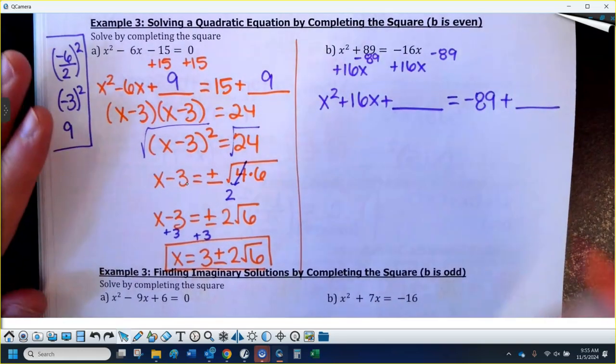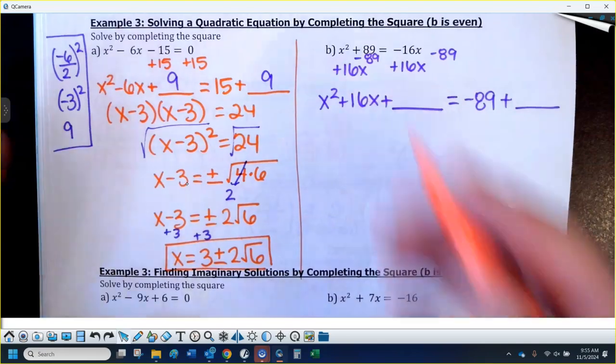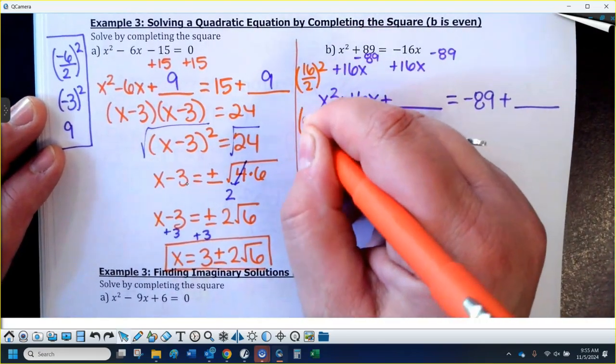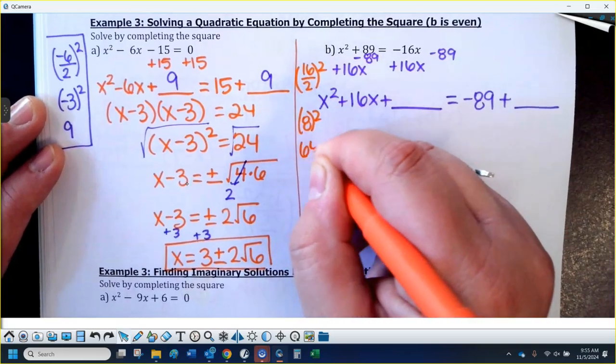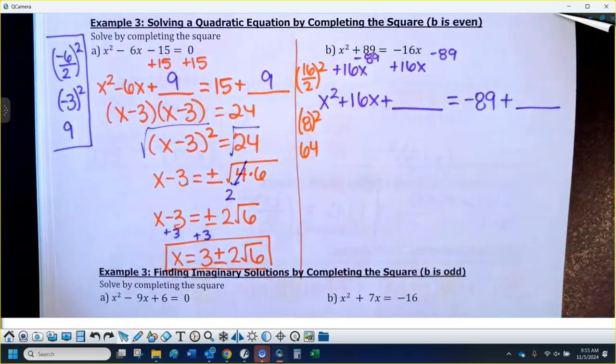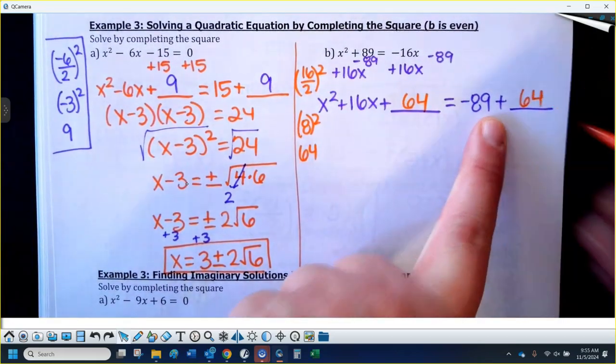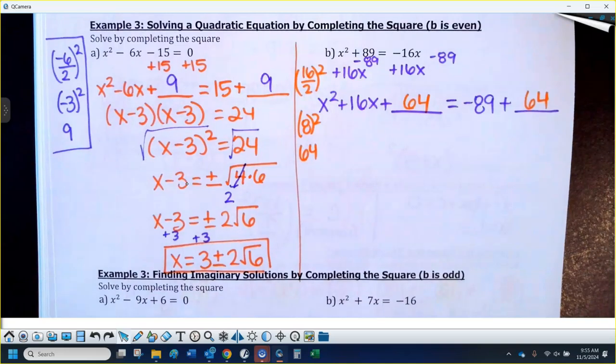So you're going to grab your b value, which now when I set that up is positive 16, divide that by 2 squared. So that's going to be 8 squared, which is 64. So I'm going to add 64. Left side completes the square. Right side keeps my lovely equation balanced.